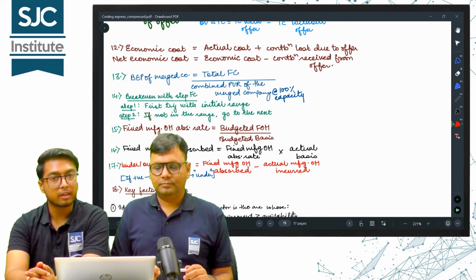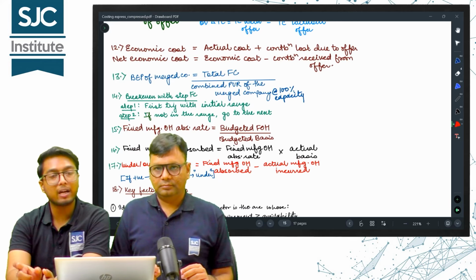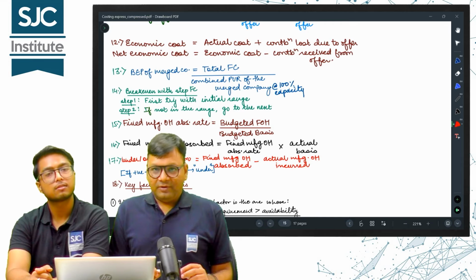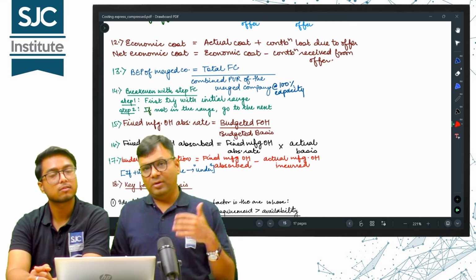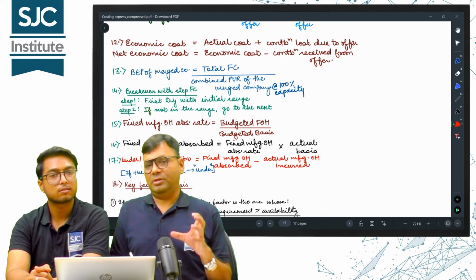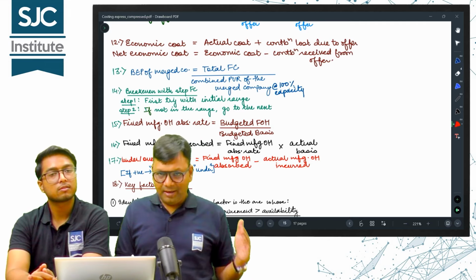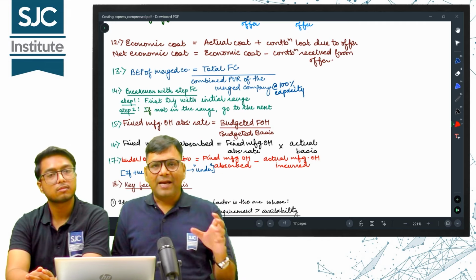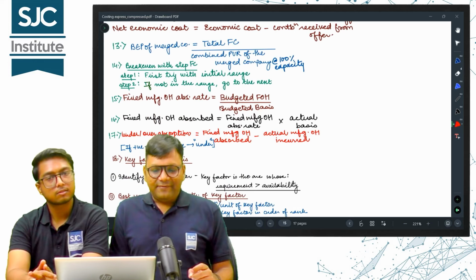BEP of a merged company is equal to total fixed cost divided by the combined PVR of the merged company but at 100% capacity level. When you're finding combined PVR of the merged company at 100%, you have to convert your sales at 100% and variable cost at 100% capacity to get the total contribution of the merged company at 100%. Then total contribution at 100% will be divided by total sales at 100% to get the combined PV ratio of the merged company. Next is break even with step fixed cost.